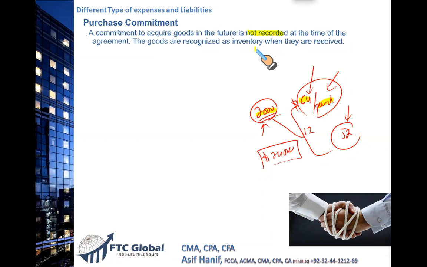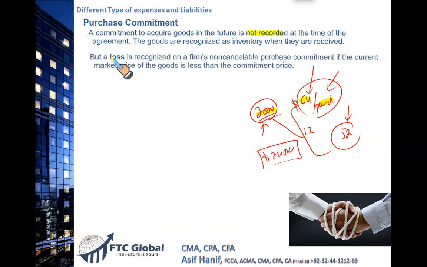But if the price falls, I must record a loss, even though there is nothing else. Just the price has fallen. I have received nothing. Yusuf has given nothing. But since the price has fallen from $64 to $52, I must record this as a loss for the period. So if the current market price of the good is less than the commitment price, 64, and the market price is 52, I must book this as a loss.